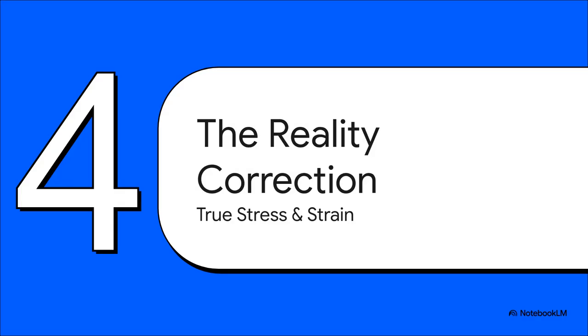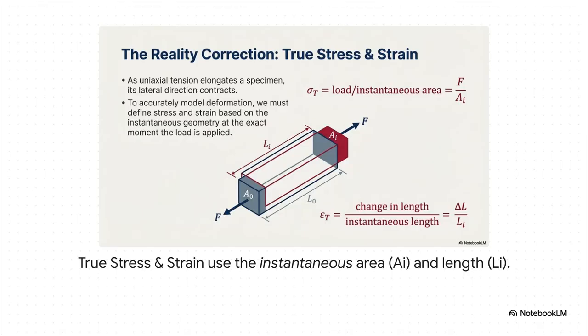So to get an accurate picture of what's really going on inside that material while it's necking, we need to upgrade our tools. We need a model that can actually account for the material's changing shape, in real time. And this brings us to true stress and true strain. Now, instead of just relying on the original dimensions from the very beginning, these are calculated using the instantaneous area and length, the actual real dimensions of the specimen at any given moment during the test. It's like a running calculation that's constantly updating to reflect reality.